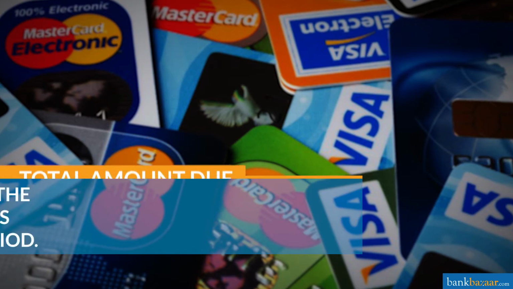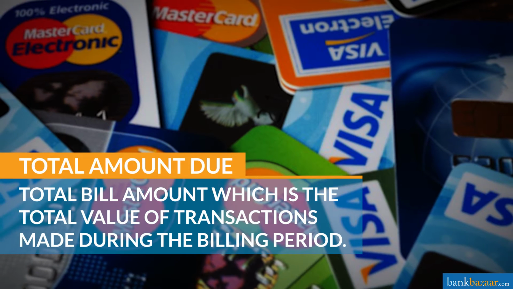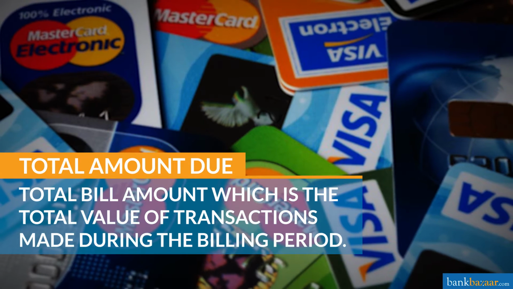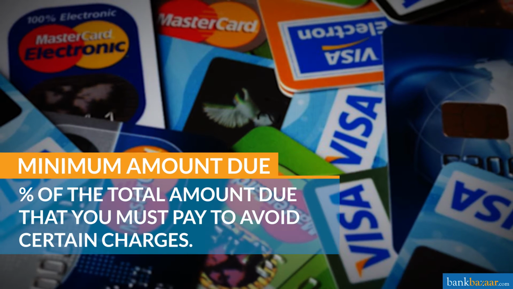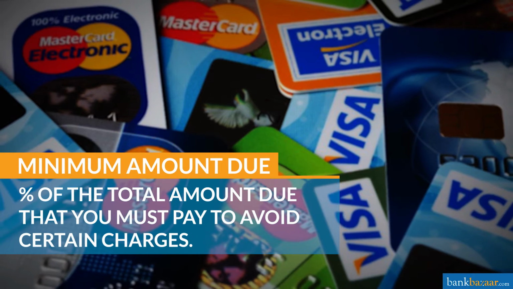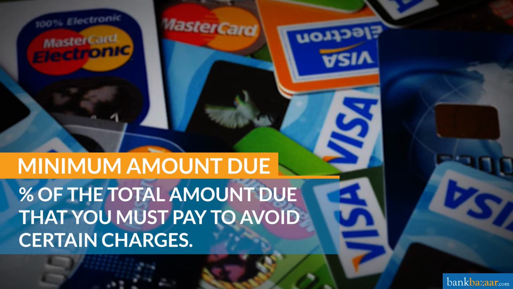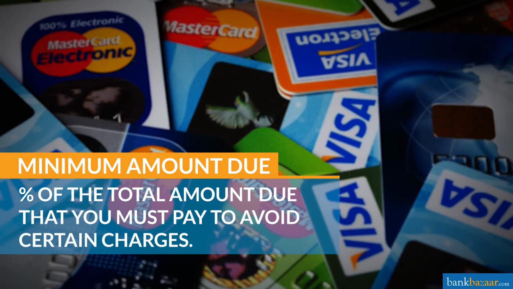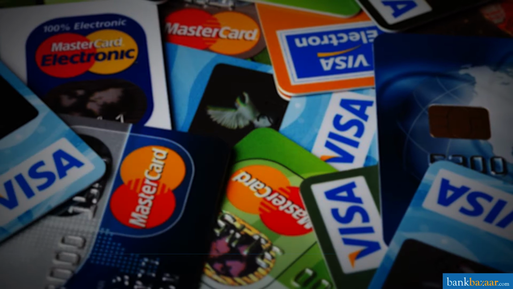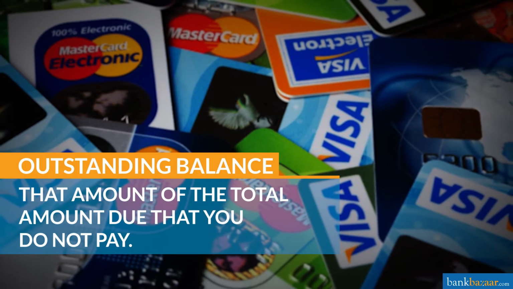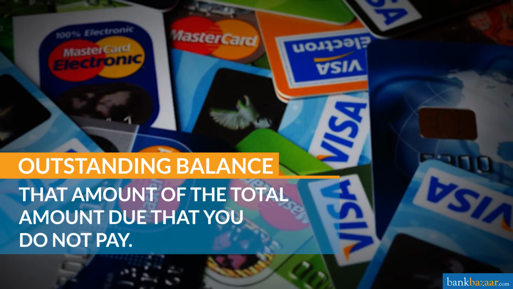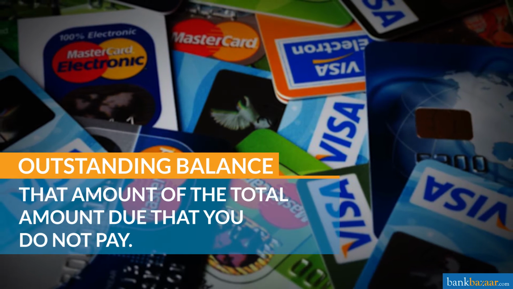The total amount due is your bill amount, which is the total value of the transactions made during the billing period. There is also something called the minimum amount due. This is the percentage of the total amount due that you must pay to avoid certain other charges over and above the interest cost. Outstanding balance is that amount of your total dues that you do not pay. It is this overdue amount on which the banks charge interest.